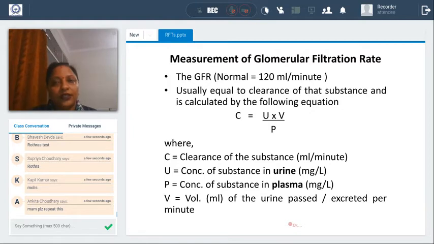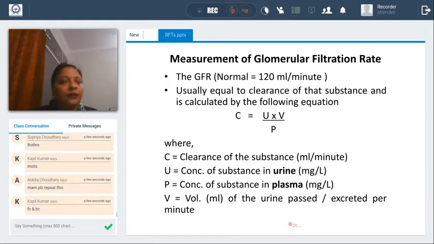Measurement of glomerular filtration rate, or GFR, is normally in humans 120 milliliters per minute. Just as I told you, 120 ml per minute, the unit is ml per minute. It is usually equal to the clearance of that substance and is calculated by the following equation: C, clearance of that substance, is equal to U into V upon P. What is U and V and P?